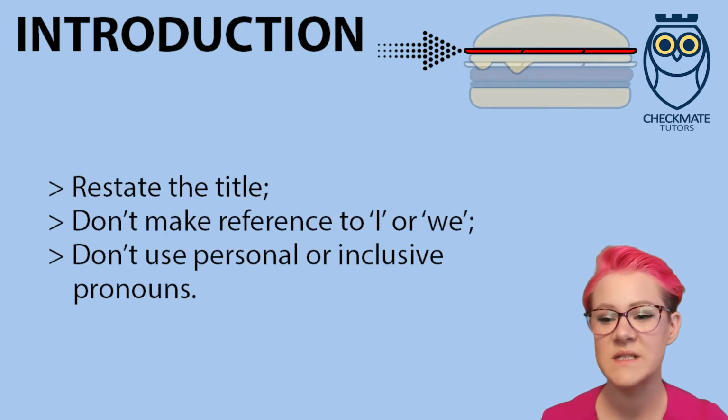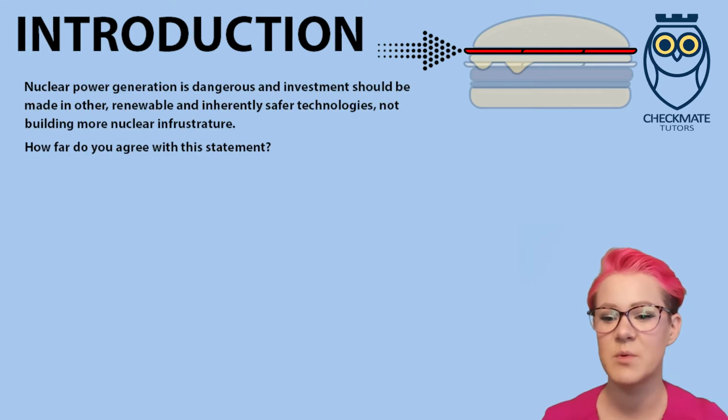Restate the title, but in slightly different words, and what you are going to do with the title. Write this without making reference to I or we. Don't use personal or inclusive pronouns. Here is an example essay question and response that you might encounter on an EAP course written using the Burger framework to structure the answer.